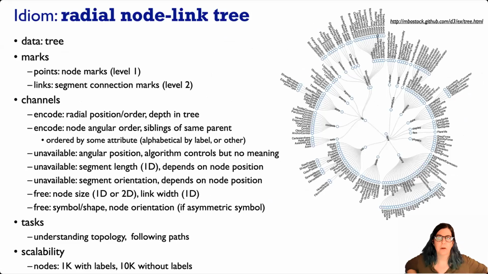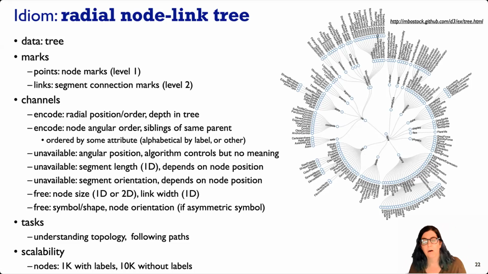So let's analyze this. With a radial node link tree, our data is a tree, which is that special case of network. And so we're doing the same thing. It's a node link approach. We've got the node marks on level 1 that are points. And then for the links, we're showing segments, which are connection marks. You can see here we've actually got arcs rather than just straight lines. And that's at level 2, and they're inheriting the position from the nodes.